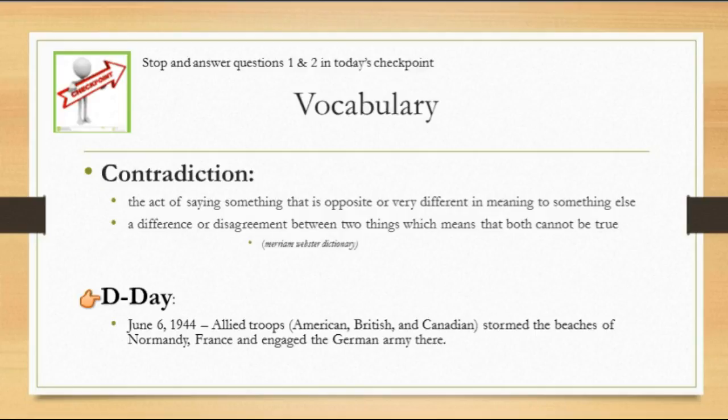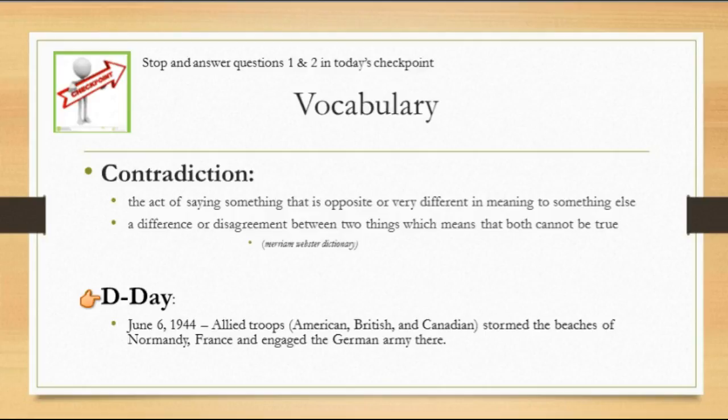And then the other word, you may have actually heard of it in history class. It is D-Day. It's not necessarily a vocabulary word, but it's a part of history that you should understand as you read this part of the diary. On June 6, 1944, during World War II, the Allied troops, so Americans, British, Canadians, stormed the beaches of Normandy, France, and engaged the German army there.